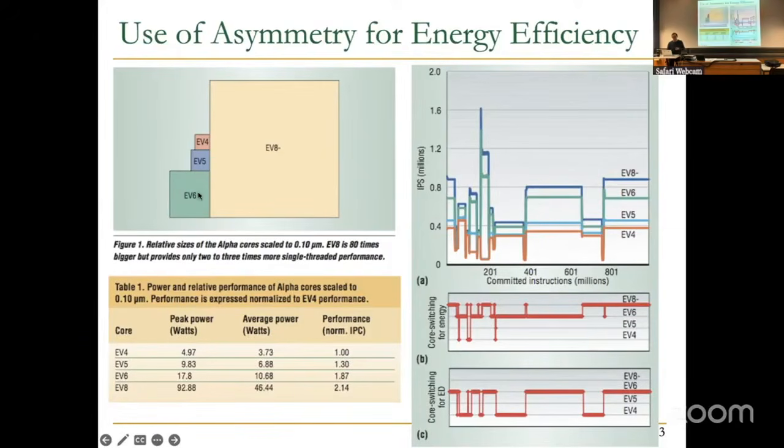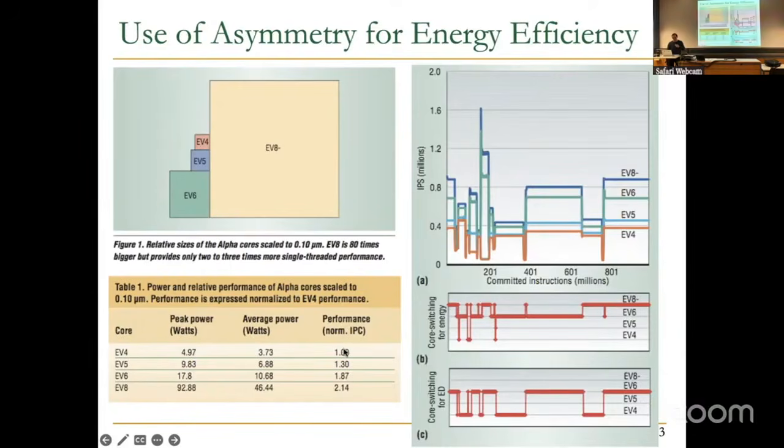So this is an out-of-order processor. This is a heavy out-of-order processor. These are the relative sizes of the cores scaled to 0.1 micron, which is still pretty large today, right? You can see that EV4 is actually very small. EV8 is 80 times bigger. So there's something to be said about area as well. And these are what's reported in the paper in terms of peak power, average power, and performance across some workloads.